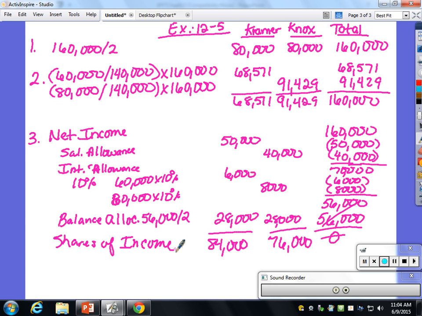Exercise 12-6. Assume that the partners of exercise 12-5 agree to share net income and loss by granting annual salary allowances of $50,000 to Kramer, $40,000 to Knox, 10% interest allowances on their investments, and any remaining balances shared equally. Which is what we did, did we not? We did that in the second part. Down there, it says determine the partner shares of Kramer and Knox if the net income was $98,800. So they're just giving us a different assumption. And if the income was $160,000, we still do the same steps.